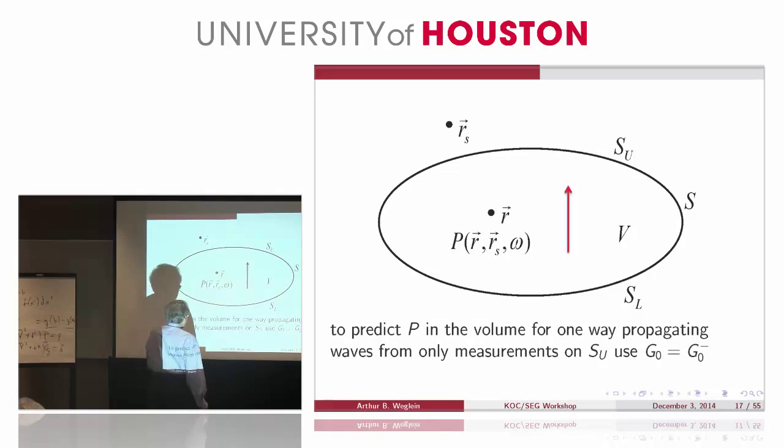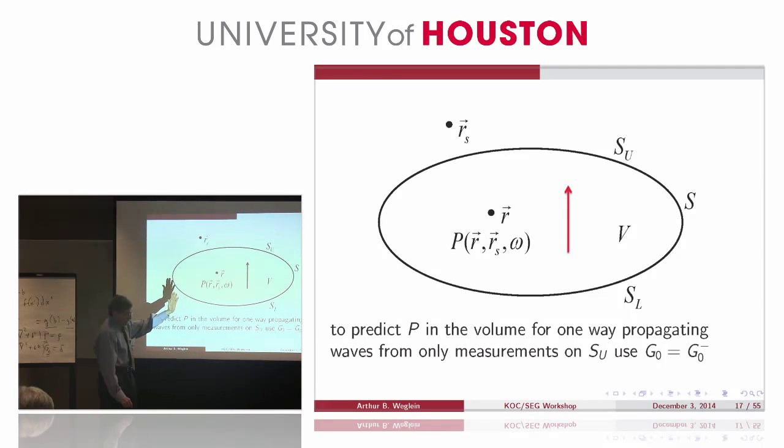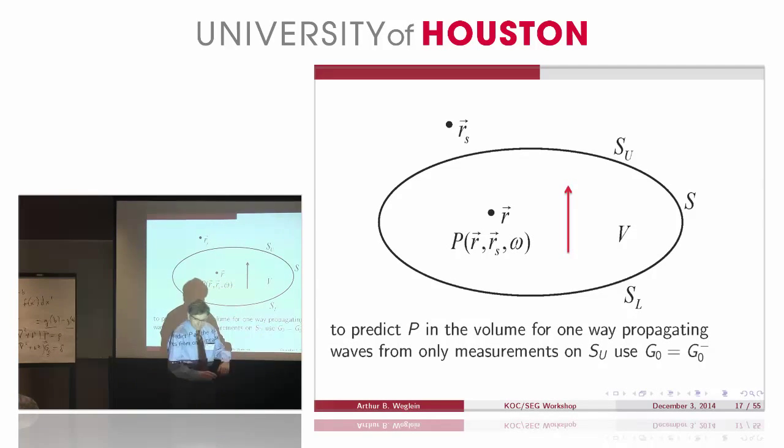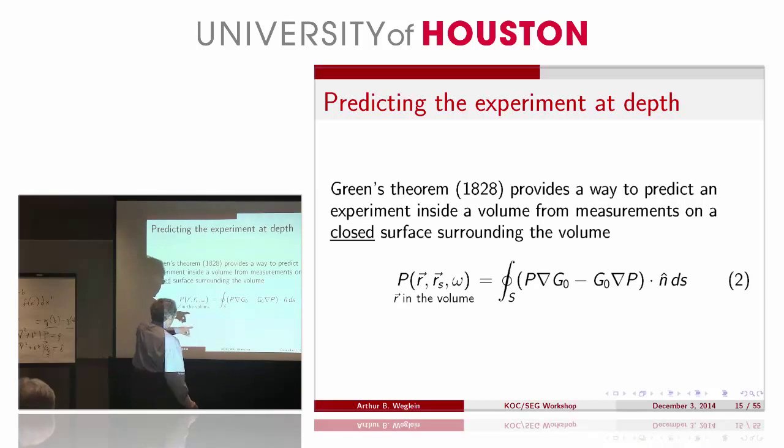You can show that if in this volume the wave is moving up, and it doesn't have to be straight up, but up, in other words it has a certain sign to its vertical wave number, so it's not turning, then you can show analytically that if you choose an anti-causal Green's function in this integral, where you have a closed surface, the upper surface contributes and the lower surface does not.